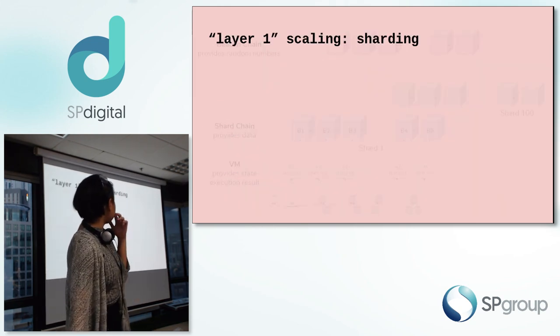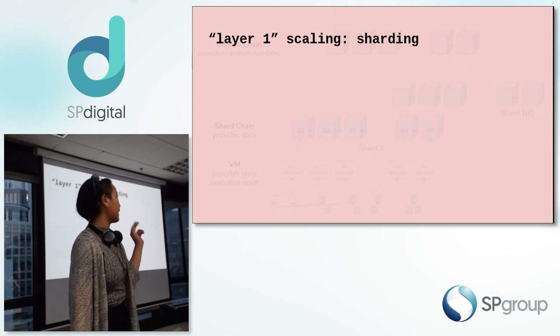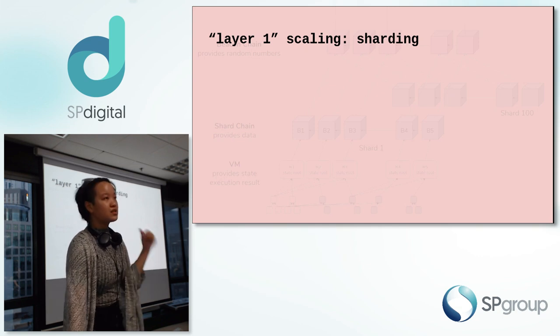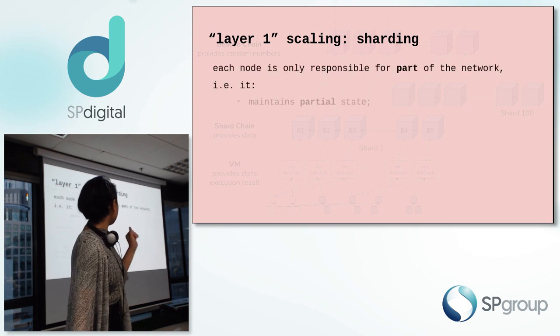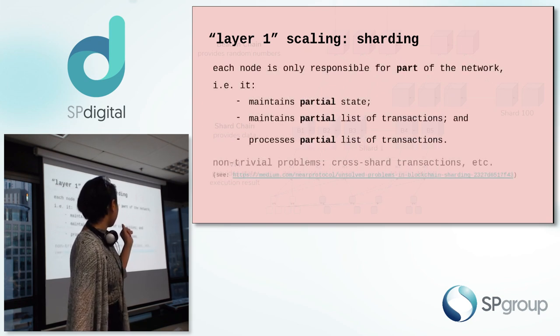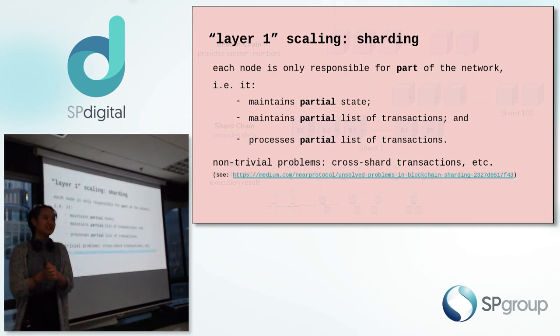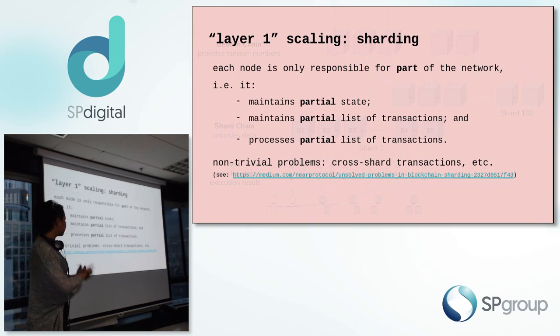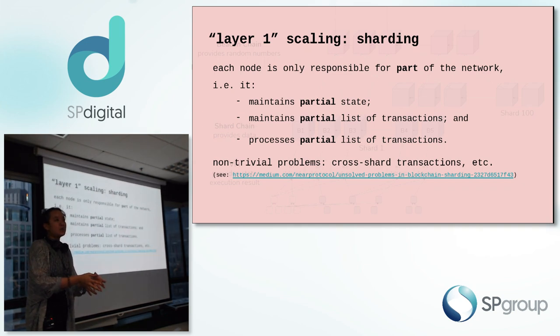So the most fundamental approach to solving scaling is called layer one scaling. This is not the topic of my talk, so I'm going to skim through this really quickly. Actually, you guys can talk to Ilya about it, he works at Zilliqa, which is a sharded blockchain. Basically, it splits up the network into different shards, and nodes on each shard only need to validate transactions on their own shard.